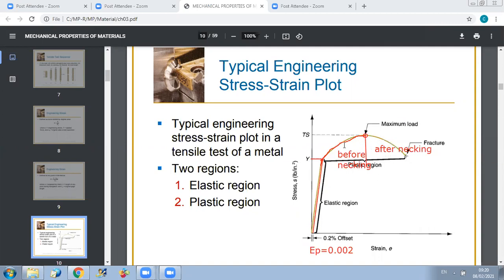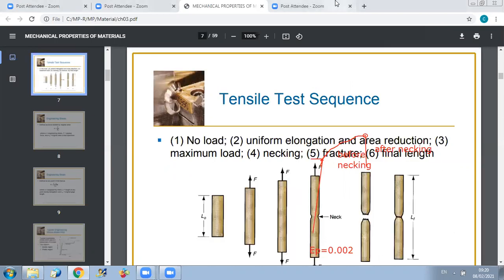Who will tell me? Why will the engineering stress be reduced when necking starts? Any idea? Look, let us go back to the figure here. When necking starts, what will happen? We will have a drastic reduction in this area. So when the area is reduced in a very fast way, then in order to achieve a certain deformation, because this area becomes much smaller, you will need a smaller force to continue your deformation.